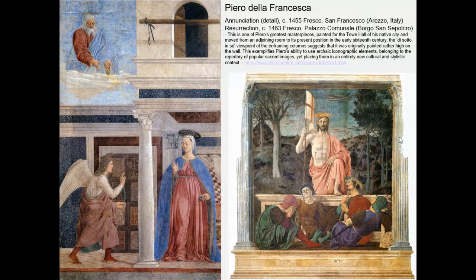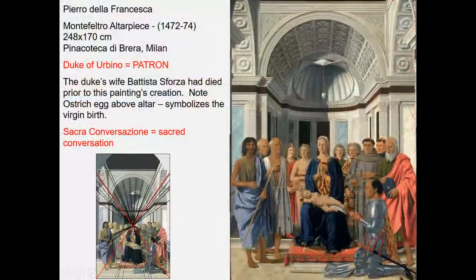attention to clear storytelling that you'll see in a lot of his works, including his version of the Annunciation and the resurrection of Christ. He's coming out of the tomb in this image. Certainly he created a fair number of sacred conversation paintings, including this one for the Duke of Urbino. And again, he is the patron. This is the Duke right here in armor.